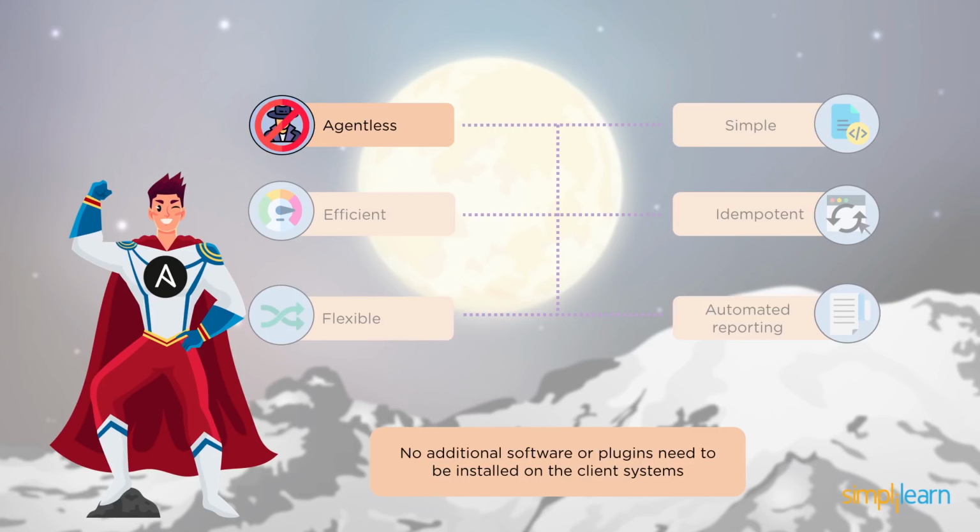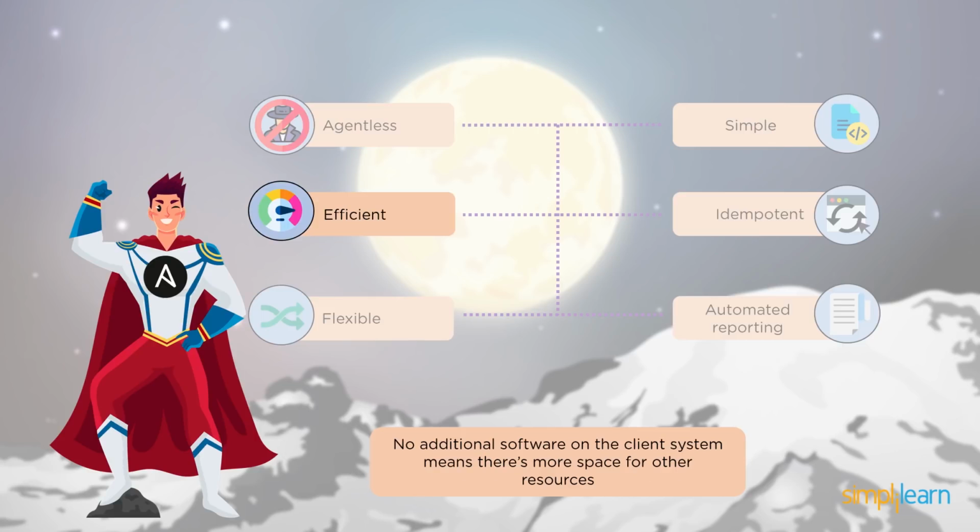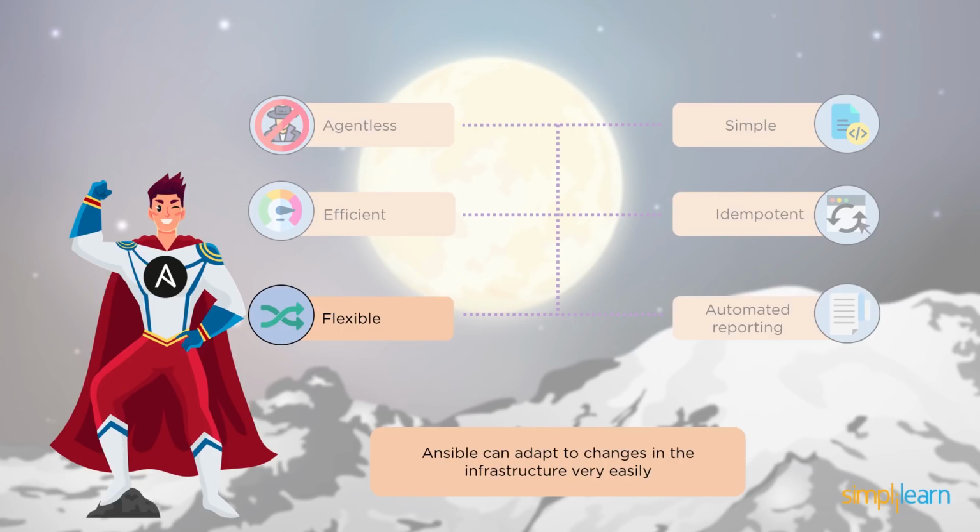Agentless, as I already mentioned before, you require no supporting software or plugin installed on your node or the client system. So the master has complete control. And automatically this means that Ansible is more efficient because now we have more space in our client and node systems for other resources, and we can get Ansible up and running real quick. Ansible is also flexible. So an infrastructure is prone to change very often, and Ansible takes no amount of time to adjust to these changes.